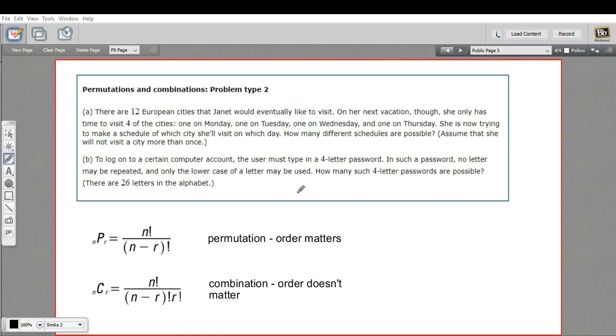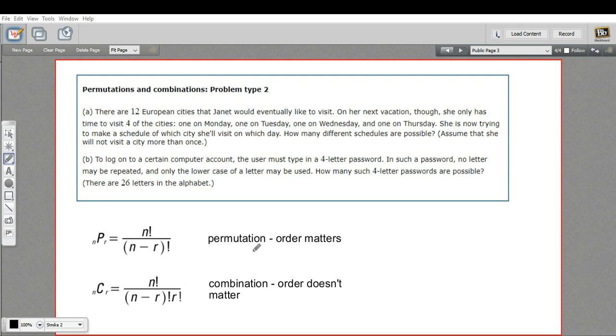Here is another couple of problems of using permutations or combinations. These are word problems, and the trick here is to figure out whether we're using permutation or combination, which formula to apply, and then to figure out what's the n and what's the r. Once we've got all that, we can just crank out the numbers.